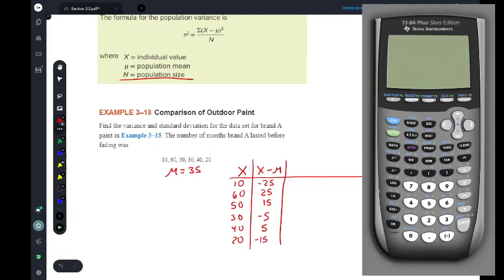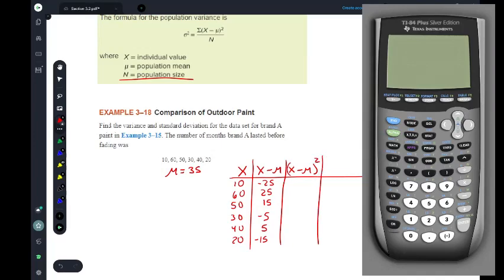Great. So I did this portion right here. I found every individual value minus the average. So in other words, I found out how far away from my average each data point is. That sounds a lot like variance or variation, doesn't it? Okay, but what does it say I have to do to those next? I have to take each of those values and square them. So my next column here is going to be my x minus mu squared.